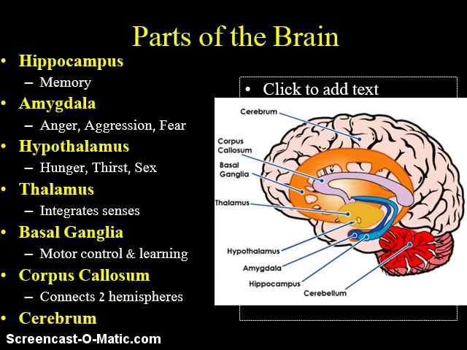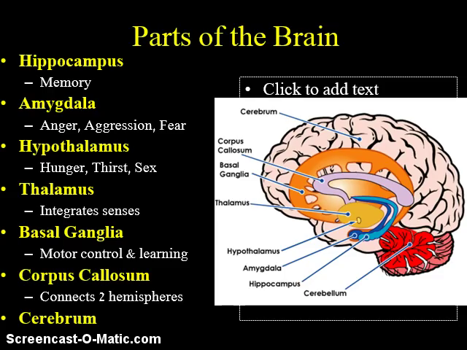Your amygdala is going to help control some strong emotions like anger and aggression. Don't think of it necessarily as your aggression center. It's not forcing you to become aggressive or anything like that, but helping control those strong emotions that we have.